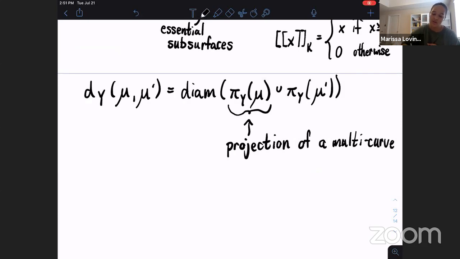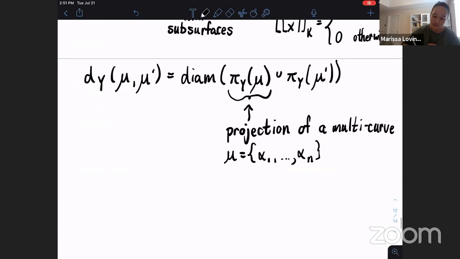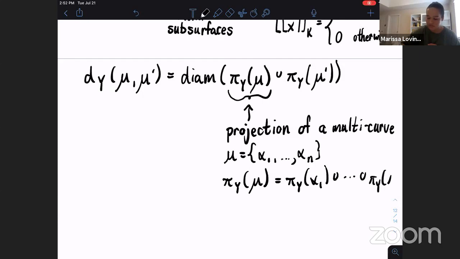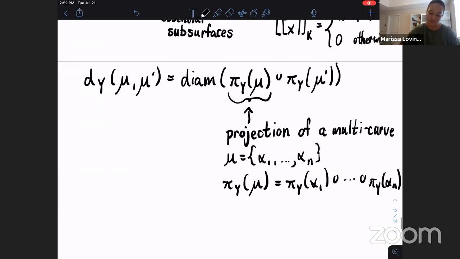And so here, this is just, so if I had like a, I'm just writing this down on the fly. So if this is bad notation, sorry about this, but I forgot that I hadn't actually defined this. So the projection of this multi-curve is just the union of the projections of each of the curves in it. Okay, so it's kind of like what we talked about before. We're just doing it for each curve in our marking. Okay.